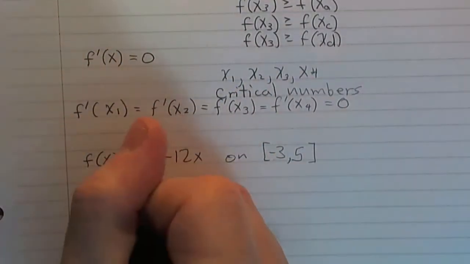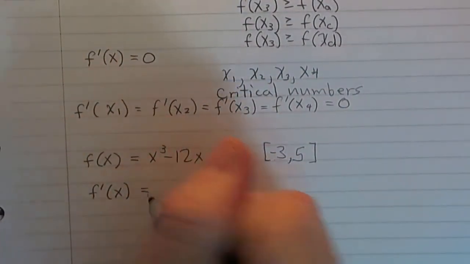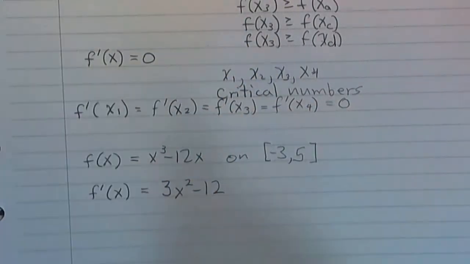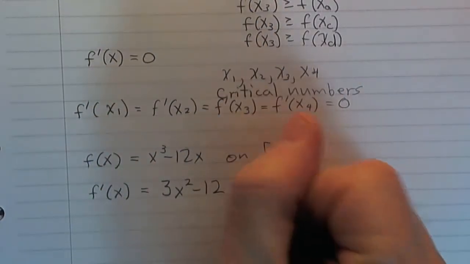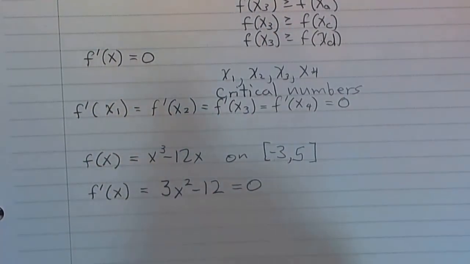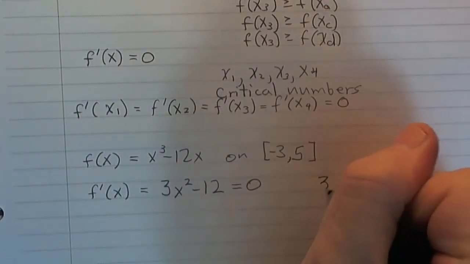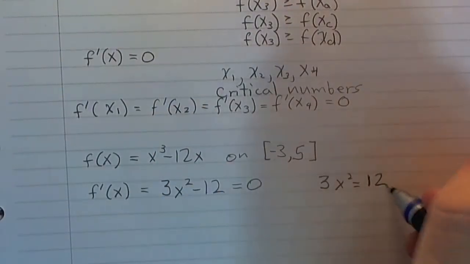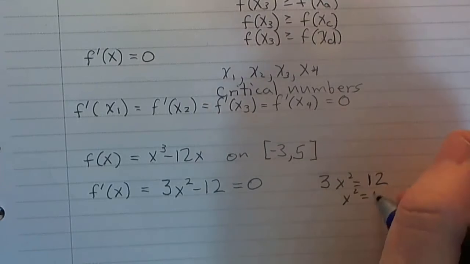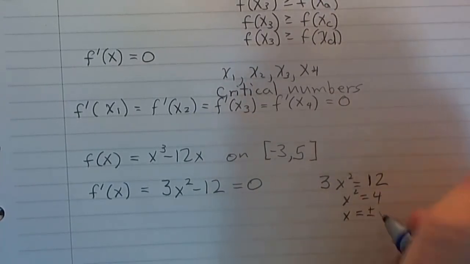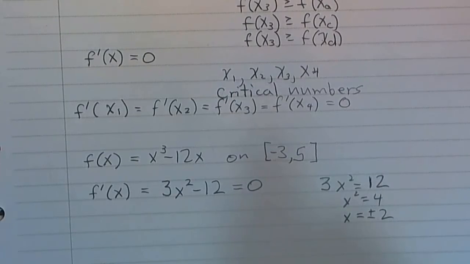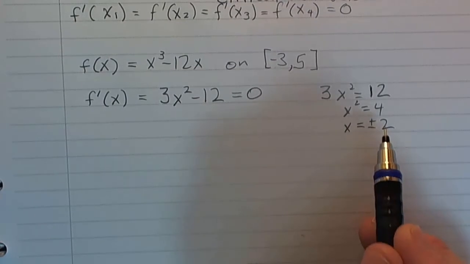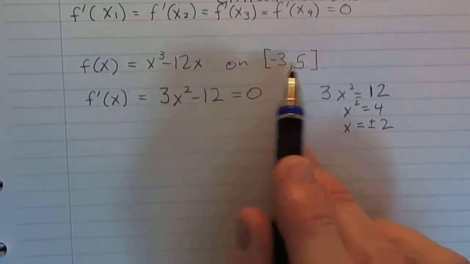So here's what I do. First of all, I differentiate because I'm trying to find my critical numbers. So this is going to be 3x squared minus 12. And I set that equal to 0. So if I set that equal to 0, I have 3x squared equals 12, and that means that x squared equals 4. That means that x equals plus or minus 2. So we have two critical numbers, and then we have two endpoints.